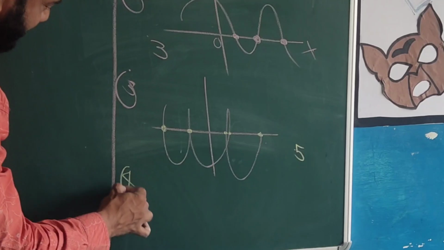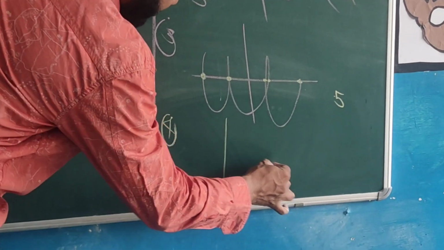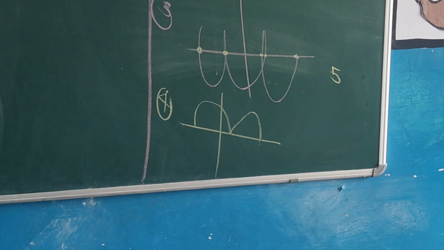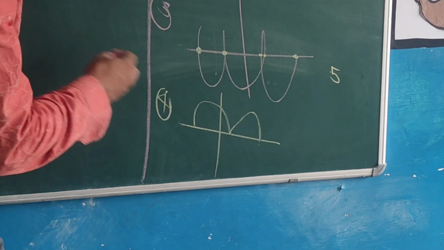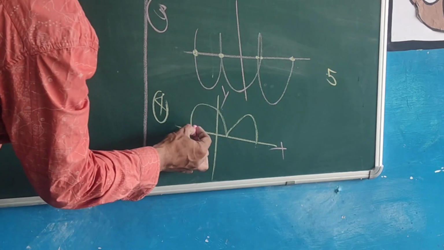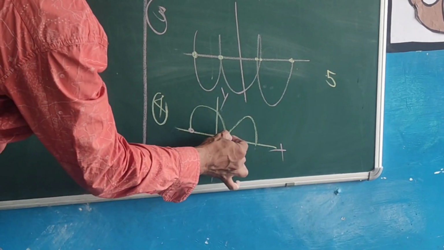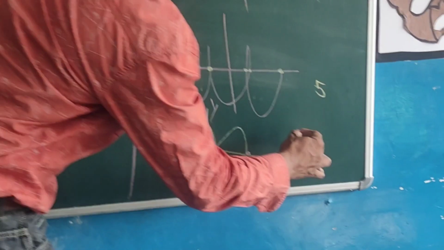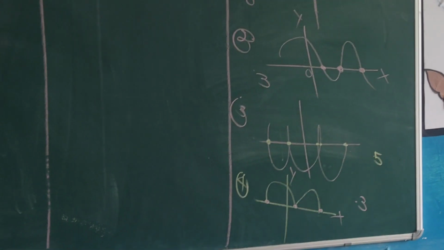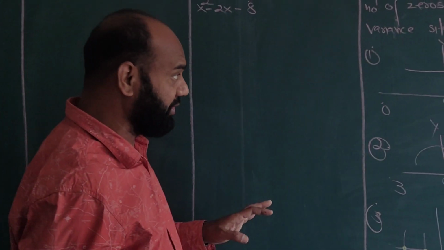Next, the fourth part is: here find the number of zeros. Here we see that the graph cuts or meets the x-axis at 3 different points. So here the number of zeros is 3. So in this method we can directly find the number of zeros.